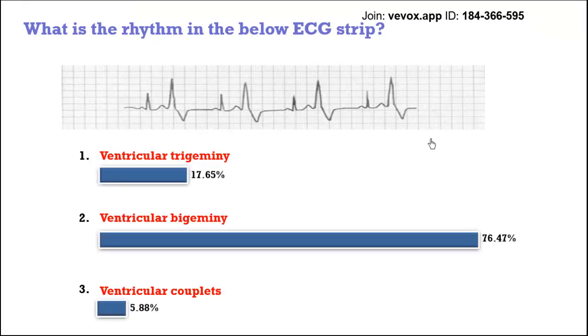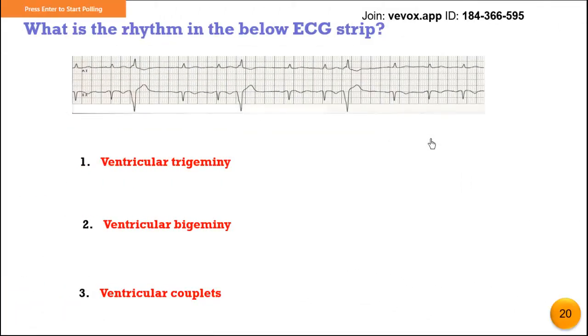Okay. So the correct answer should be bigeminy. Why bi? Every second. Okay. So let's take this one. Normal PVCs. Normal PVCs means every third.